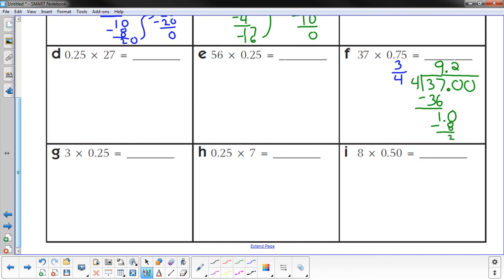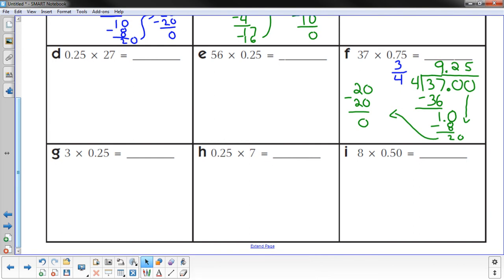There's a 2 here. This 0 comes down to make 20. Running out of room again. So I have a 20 over here. And 4 goes into 20 5 times to make 20. 0. Okay, so I have 9 and 25 hundredths right here.